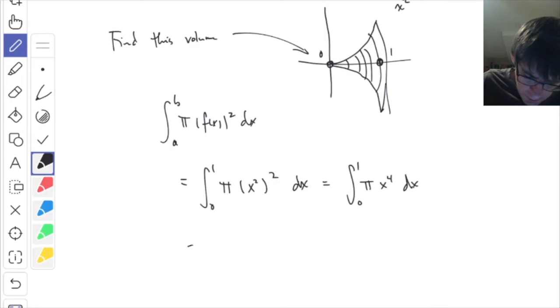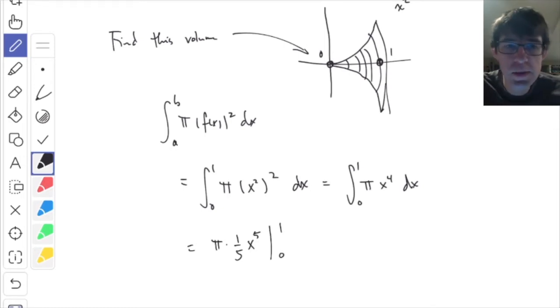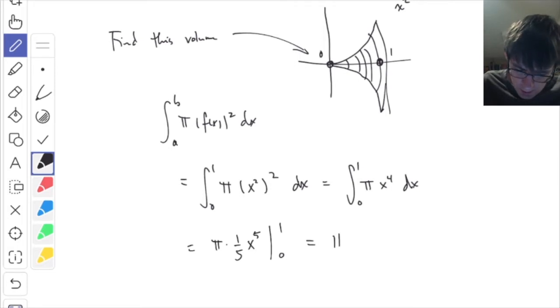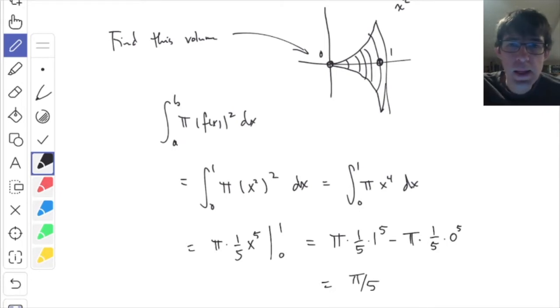Let's do the integral then. So I get pi times 1/5 x to the 5, right? And we're plugging in 0 and 1. This is the antiderivative. I plug in the 1. I get pi times 1/5 times 1 to the 5th. And then subtract, plug in the 0. Pi times 1/5 times 0 to the 5th. Pi over 5, right? That's the answer. Strange answer. Strange but true. That's the volume of that little shape there. Any questions about that? I hope I did it right.